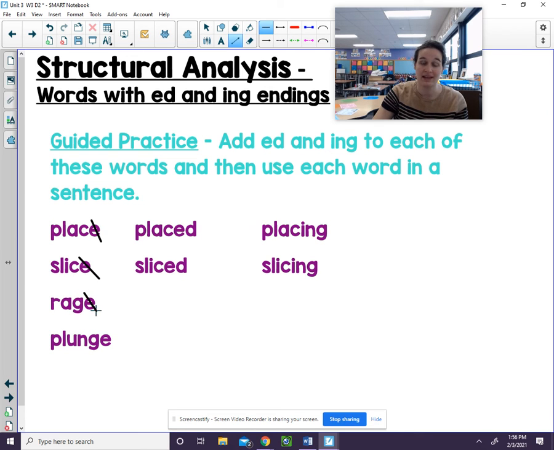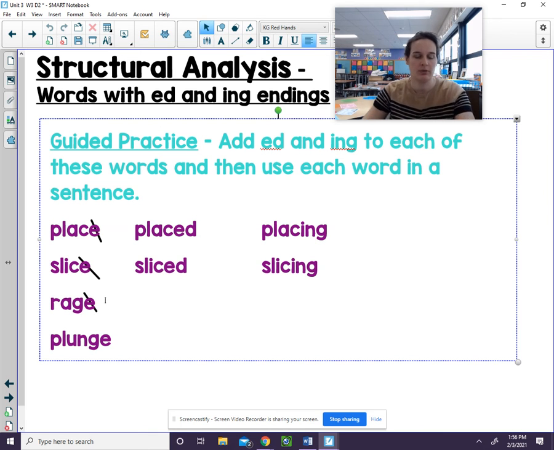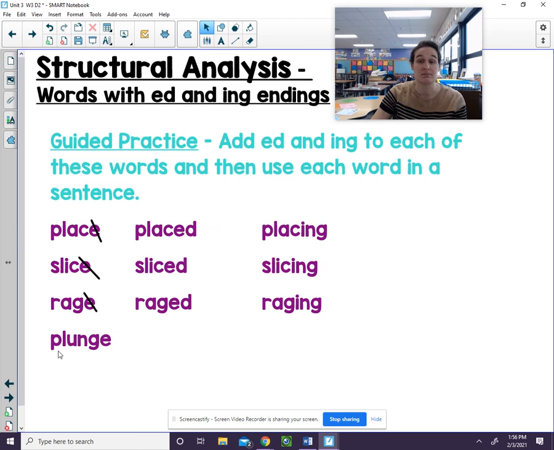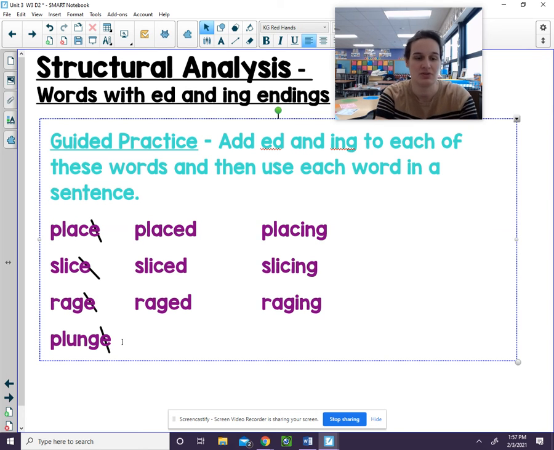We're going to drop that E, and now it will become raged, because we added ed, or raging for the present, and we add ing. Let's take a look at our last word. It is plunge. What's my first step? I'm going to drop that E. Let's make it plunged.